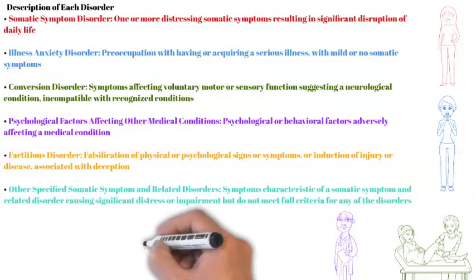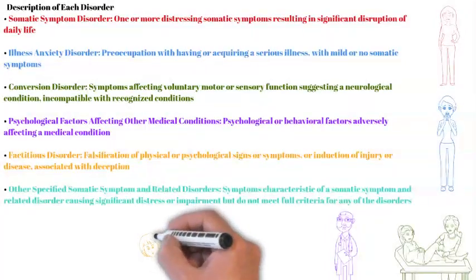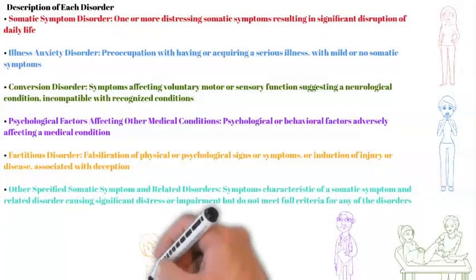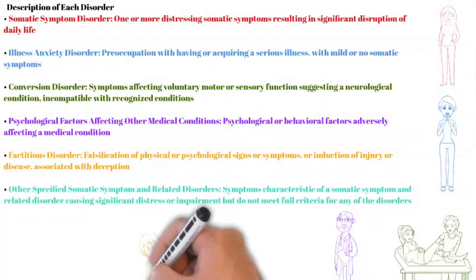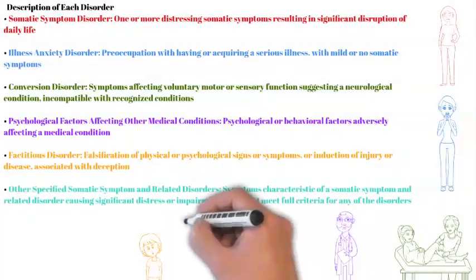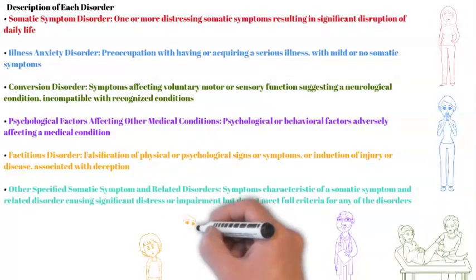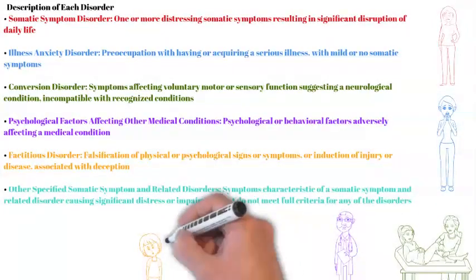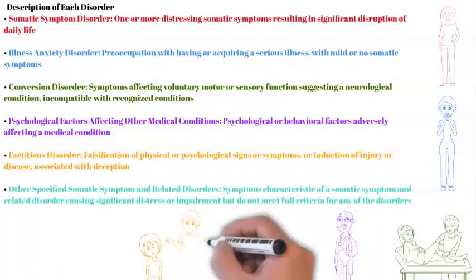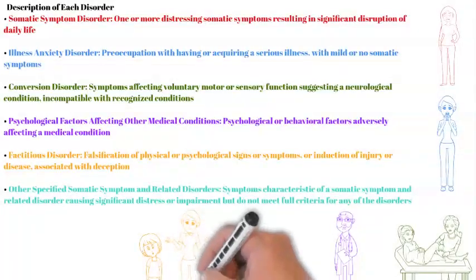Lastly, other specified somatic symptom and related disorders is a category for symptoms characteristic of a somatic symptom and related disorder that cause clinically significant distress or impairment but do not meet the full criteria for any of the disorders in the somatic symptom and related disorders diagnostic class.